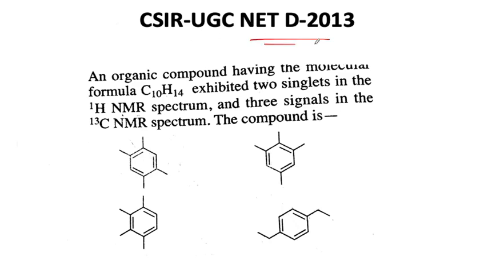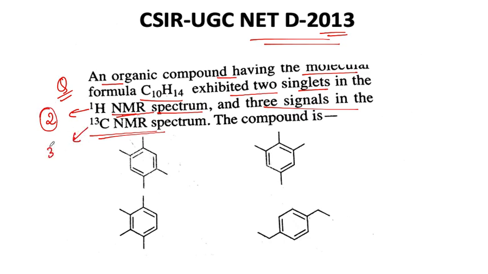Now this is a previous year question from the December 2013 CSIR NET exam. The question is asking: an organic compound having the molecular formula C10H14 exhibited 2 singlets in the proton NMR spectrum and 3 signals in the C13 NMR spectrum. So we have to be careful: only 2 singlets over here and 3 signals over here. So let's check out all of these options, how many signals they are going to give in the proton NMR spectrum.